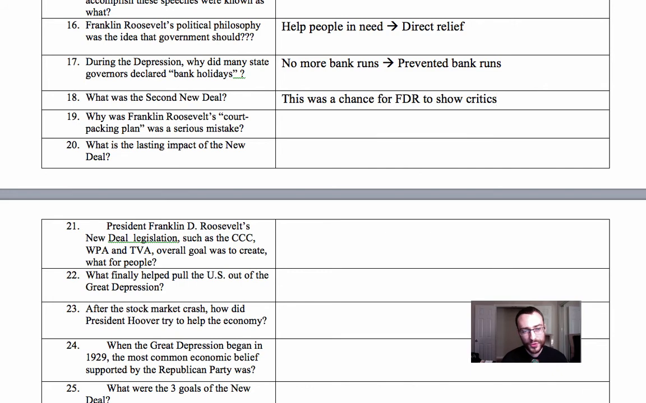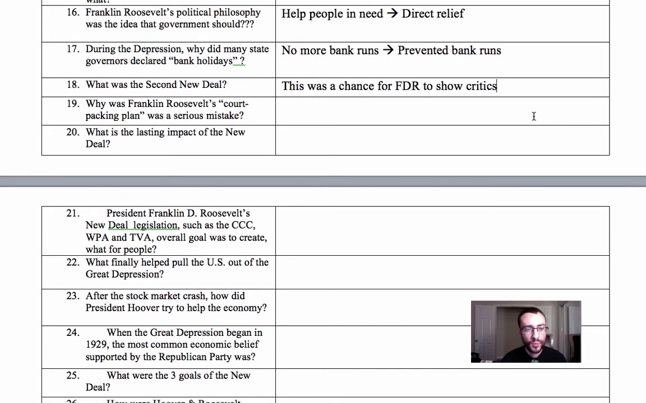So we have the first New Deal and what I call the newer New Deal, or the second New Deal. This is just another opportunity for FDR to basically help the American public. And this is kind of going to counter some of those critics that he had. So under the second New Deal, we'll see the WPA, we'll see the Social Security Act, so programs such as those. Number 19, why was FDR's court packing plan a serious mistake?